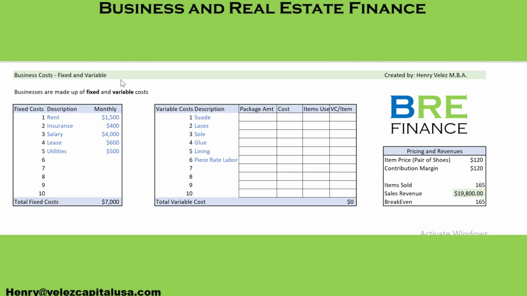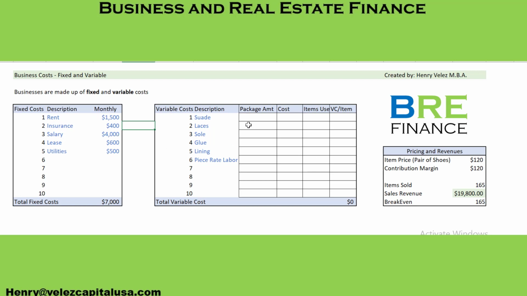Alright, so let's look at these tables, and these tables put together your fixed costs and your variable costs. So right here, this is what we talked about in the previous slide, and these are your total fixed costs of $7,000, and they are represented by a monthly figure. And again, whether you make one sale or 1,000 sales, these don't change, and they're owed every month.